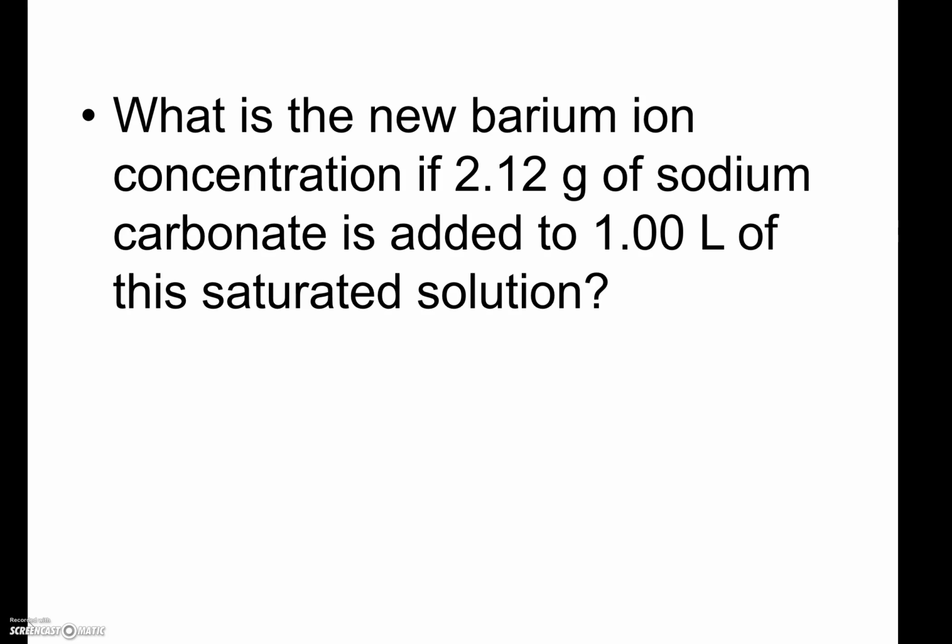Now, we want to consider what would happen to the barium ion concentration if 2.12 grams of sodium carbonate was added to that saturated solution. So the first thing we need to do is think about what the sodium carbonate is going to do to that saturated solution of barium carbonate. It's a common ion effect. The sodium carbonate is going to 100% dissociate, which increases the carbonate ion concentration, which in turn will shift the equilibrium to the left and decrease the amount of barium ion in the solution.